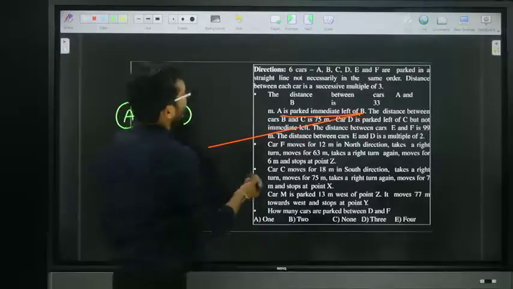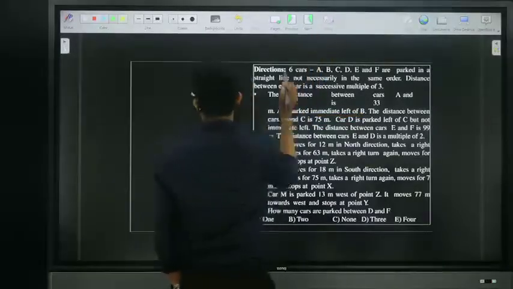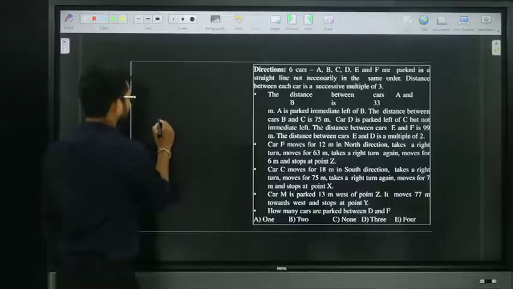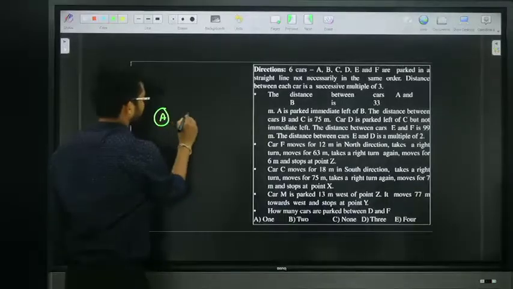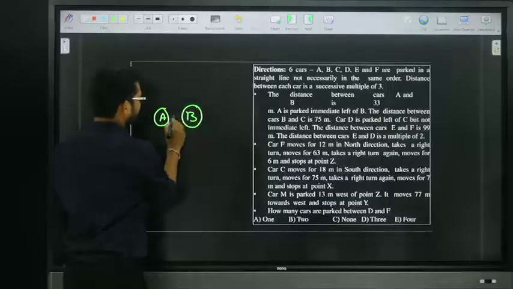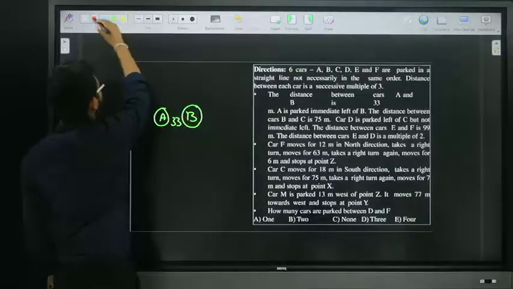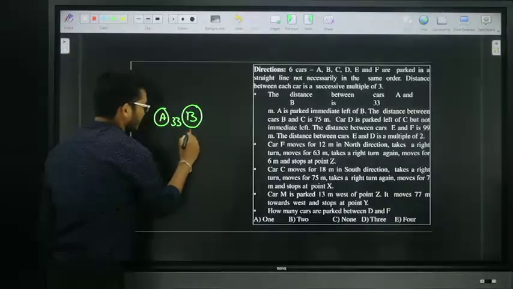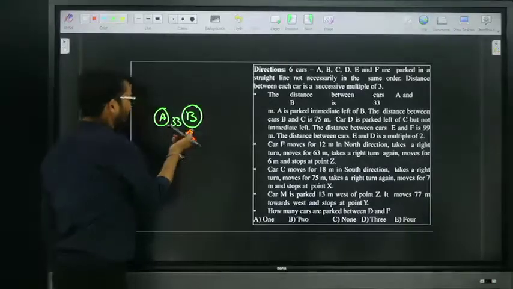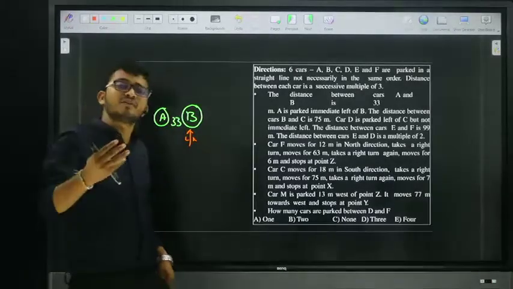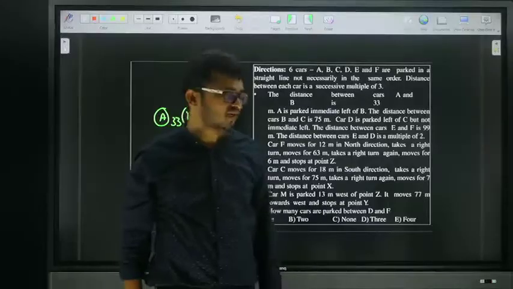Friends, now I will take here. Here we are having car A. Next here we are having car B. The distance between car A and B is 33 meters. Here they're facing north, so for B left hand and right hand. Now car A is parked immediate left of car B.